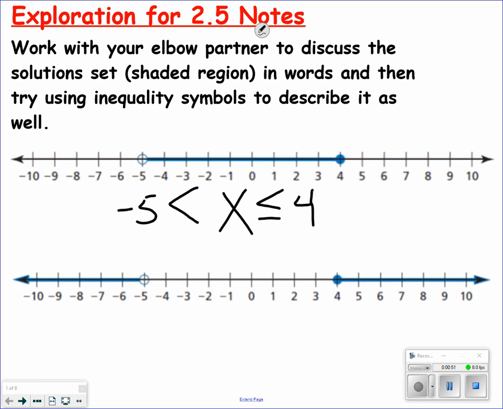Now the next one, it goes in two separate directions. So over here you got x is less than -5, and over here you have x is greater than or equal to 4. And so instead of having a between or an and situation, you now have an or. So the x values are less than -5, or the x values are greater than or equal to 4.